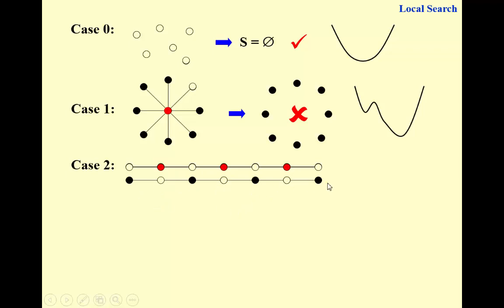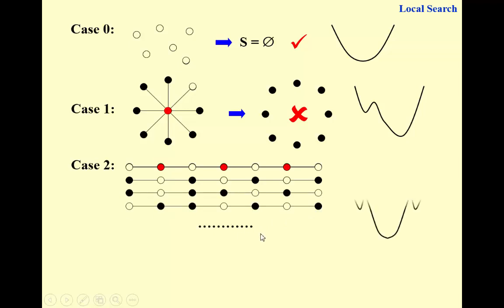And such kind of solution is not unique. We have many more ways of making mistakes, like this, right? So this corresponds to the situation like this. We have many local optimums, and it's quite easy for us to get trapped in one of the local optimums.